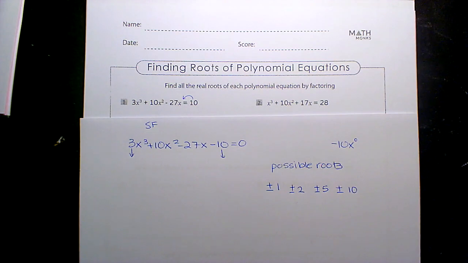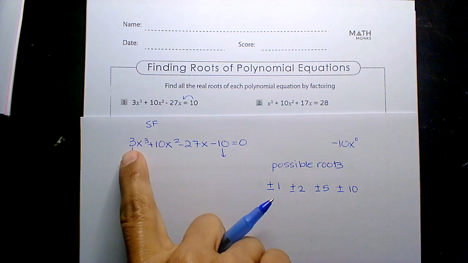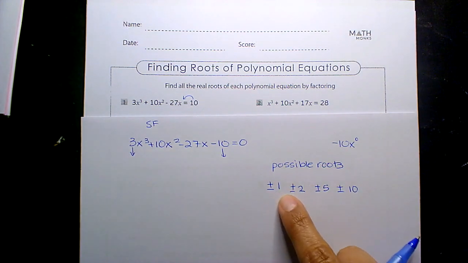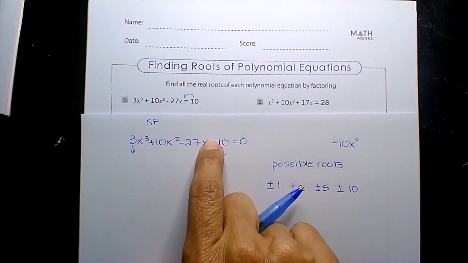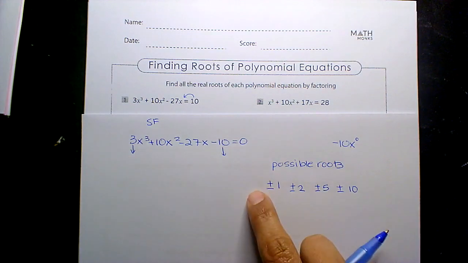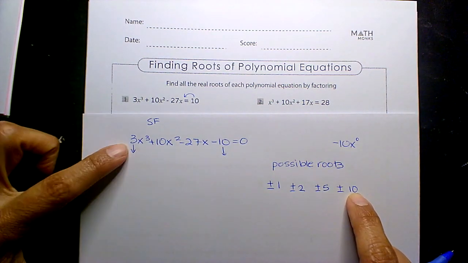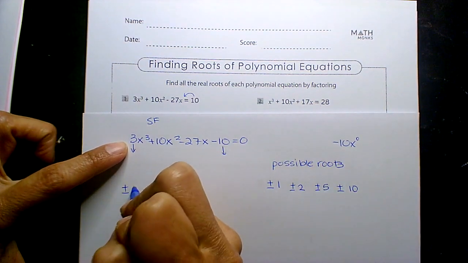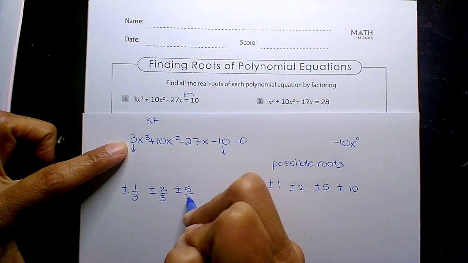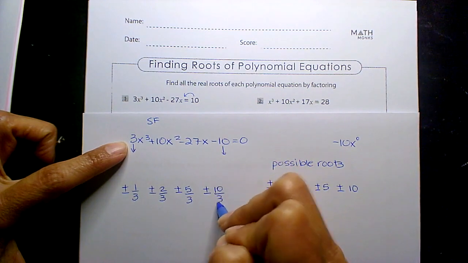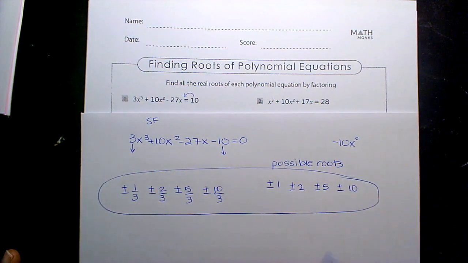You're not done though. Now your highest term, the coefficient is a 3. If in fact it's not a 1, you have all of these possibilities plus the ratio of that 10 over that 3 in regards to your possible roots. So that means with that 3, I have plus or minus 1/3, plus or minus 2/3, plus or minus 5/3, and plus or minus 10/3. These are all your possible roots.